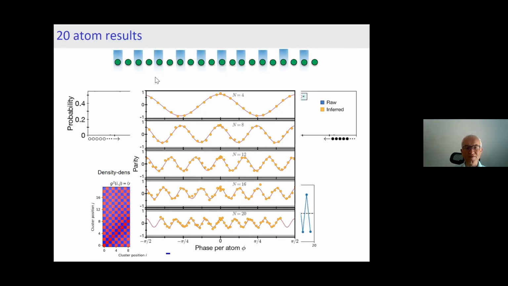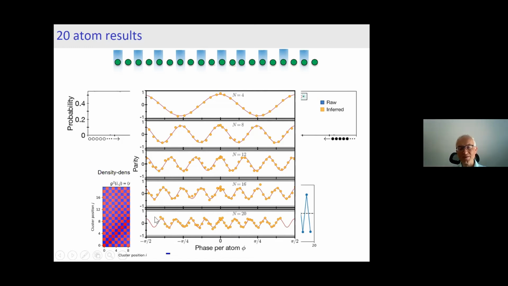And so when we did this phase versus phase per atom, we saw these nice fringes as a function of the phase. For 4 atoms, the phase was shifted from -pi to pi over 2pi, and we see the fringes move. When we have more atoms, because it's a many-body phase, the fringes move faster, and we could see fringes with a contrast bigger than 1/2, which would be the classical limit, all the way up to 20 atoms.